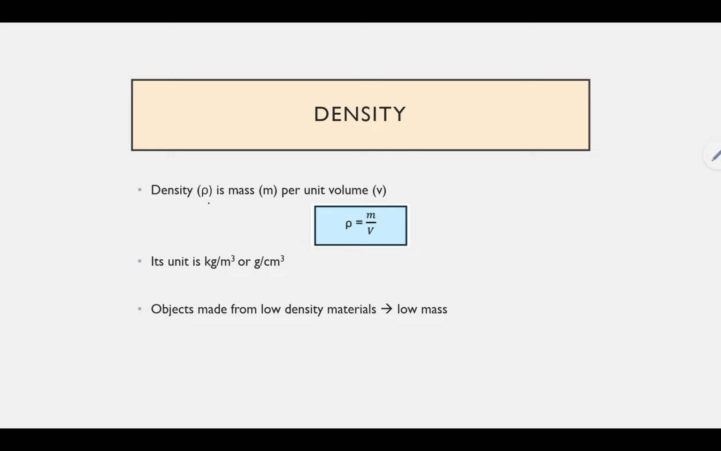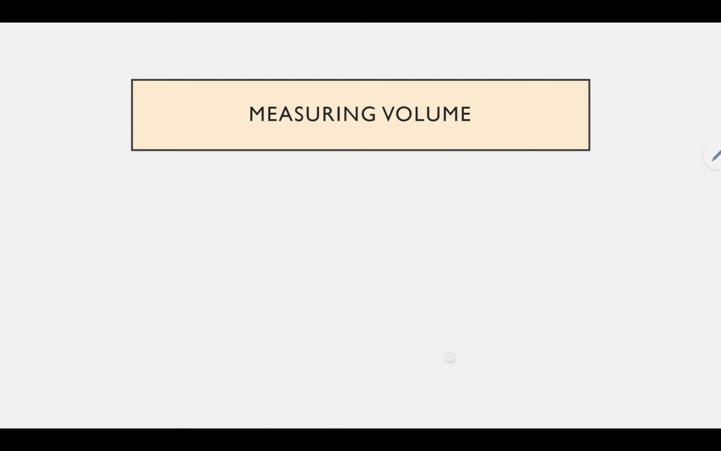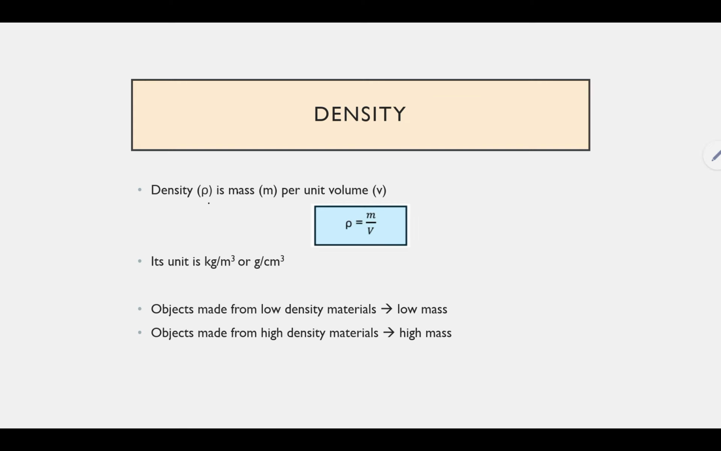Objects made from low density materials have low mass. Objects made from high density materials have high mass. In this part, I want you to consider, for example, a feather, actually a big bag of feathers. Will it have a low mass or a high mass? They're all feathers, they're very, very light. They will have a low mass.